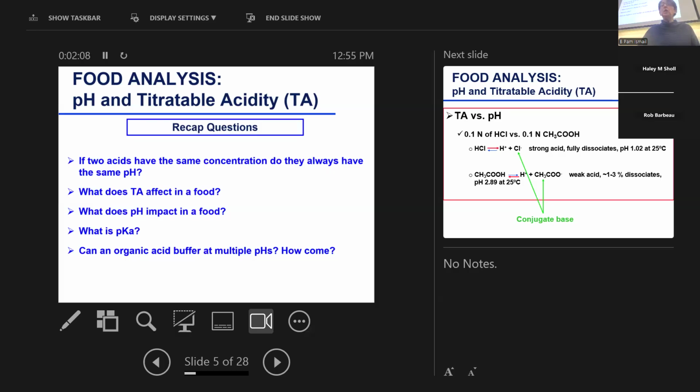How does titratable acidity affect food? What does it affect mostly? The total acid. What does it affect? Sourness, sensory perception, yes. Whereas pH, what does it impact? The pH of the system. Microbial activity, enzyme activity, chemical reactions. Thank you. So the pH is important for any type of activity, whether it's enzyme, chemical, or microbial.